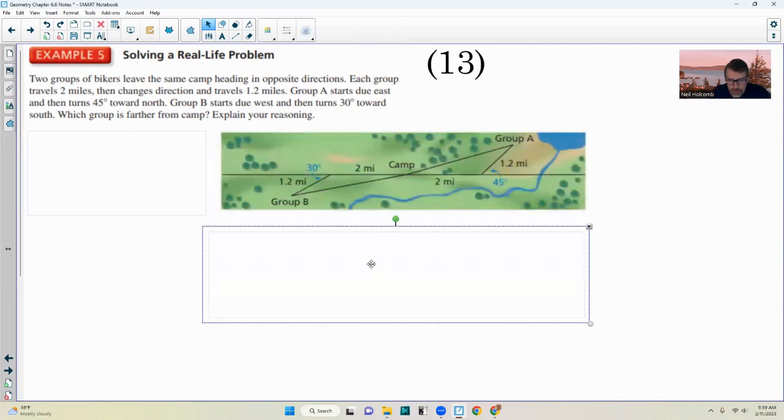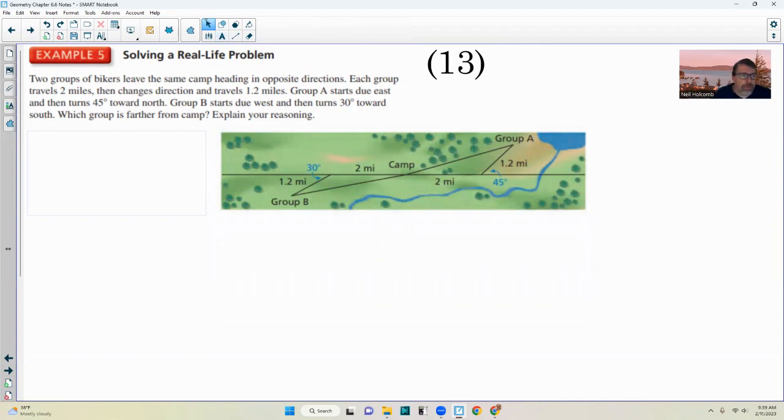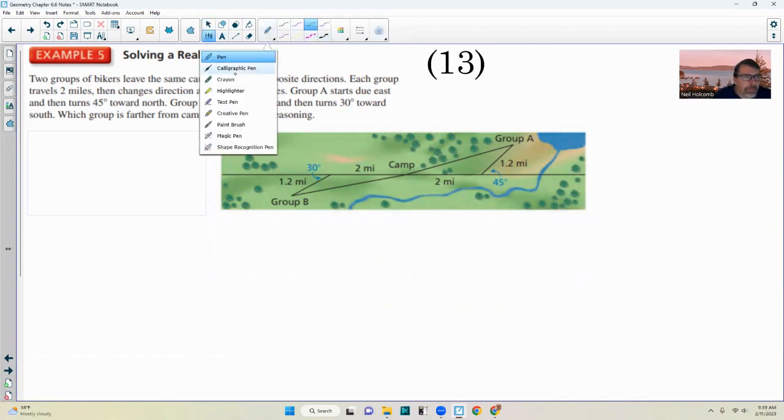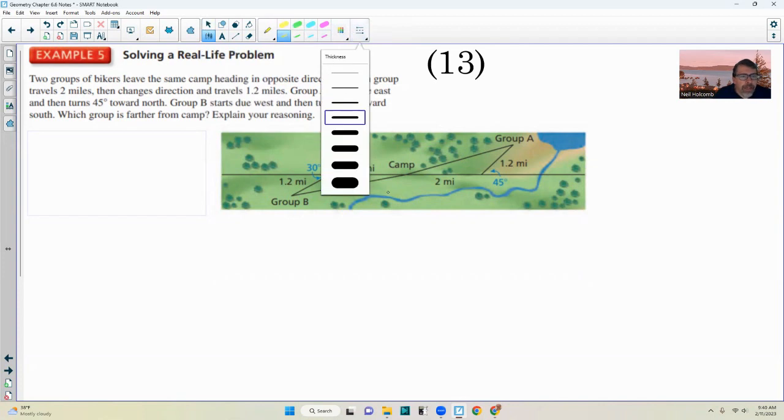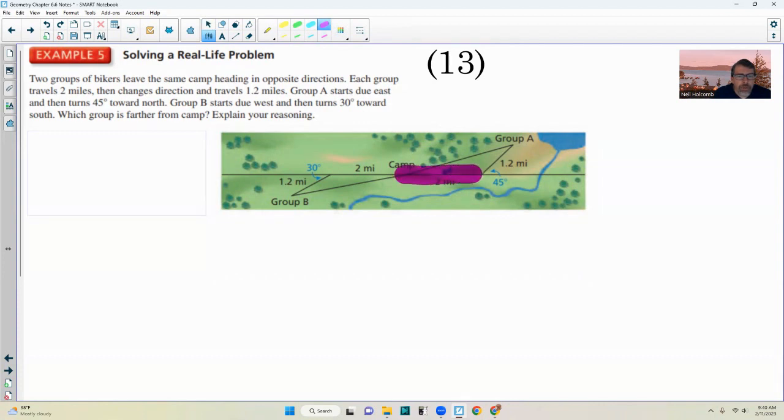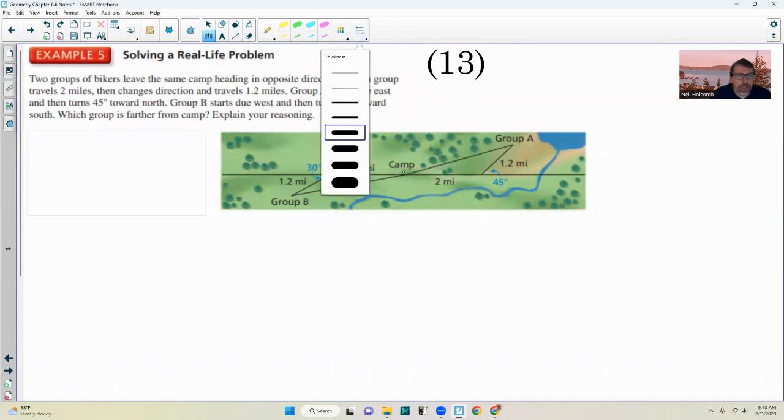So let me get rid of this. Here's a diagram. Let me get my highlighter and make it a little thinner. So here's camp. You start at camp and you go 2 miles like so. Try again. So here's the 2 miles east.